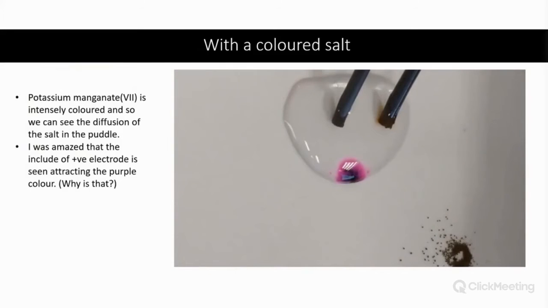We can look at things like diffusion. This is a time-lapse video, and I've put the indicator in, and I just need to stop it there because I was quite surprised at this. This was taking around about 3 minutes all in all at this point. But look how the purple color has moved towards the positive electrode. That was quite a surprise to me, showing that the permanganate anion has a negative charge.